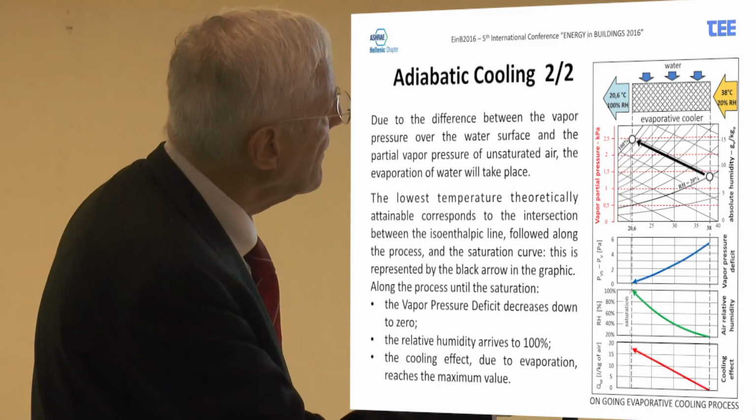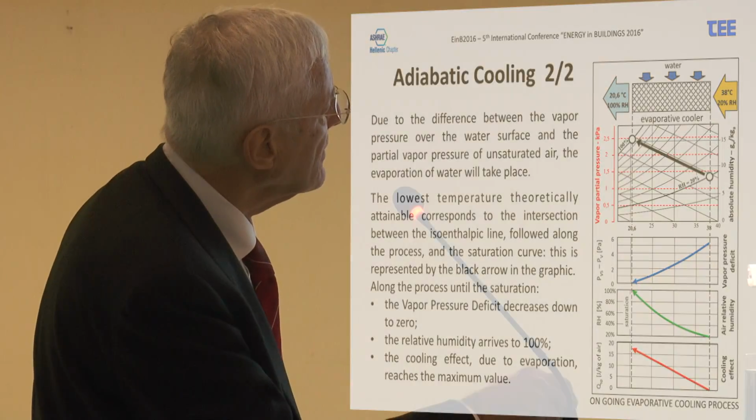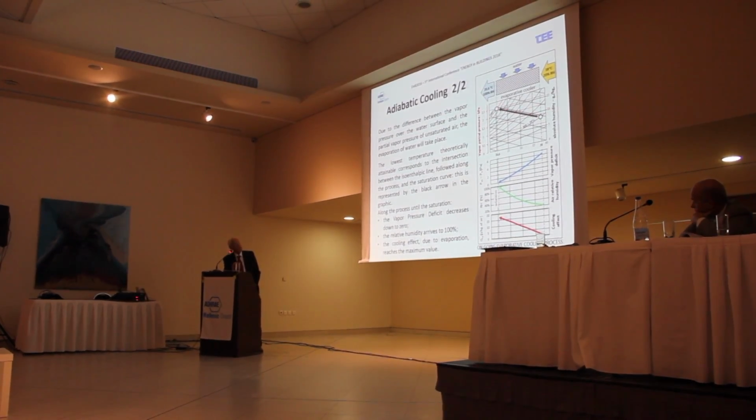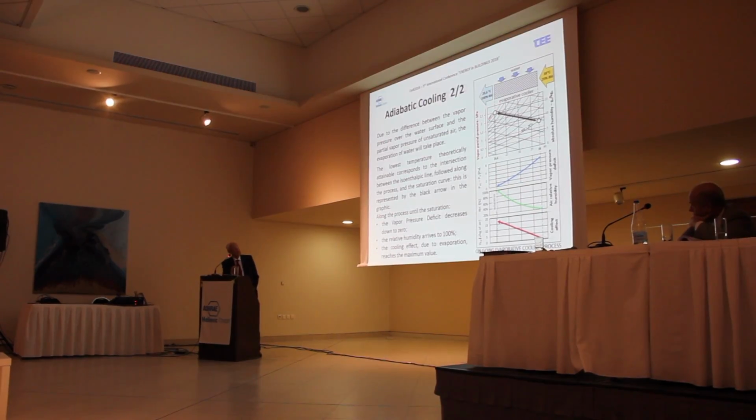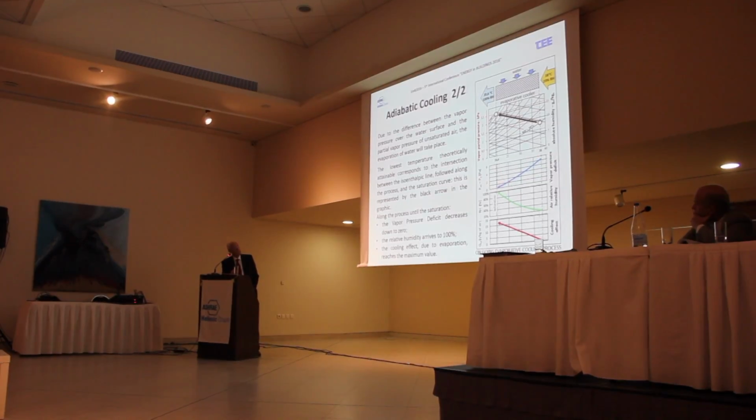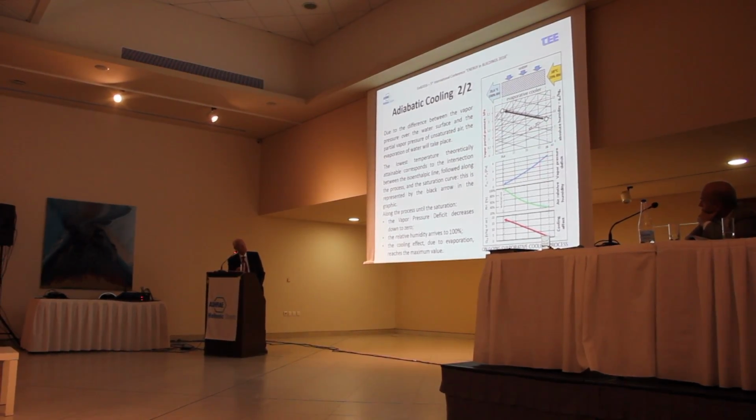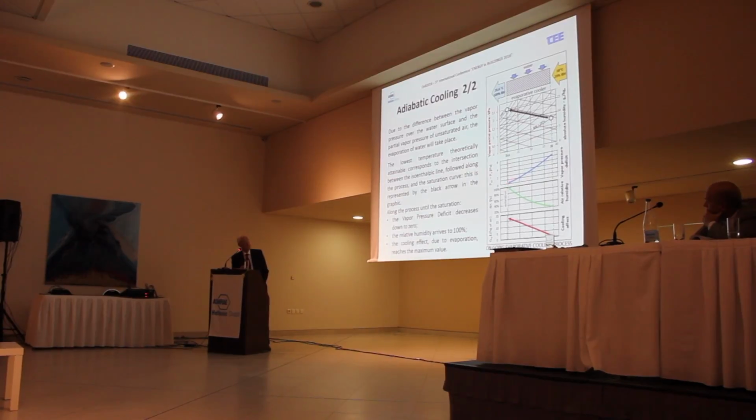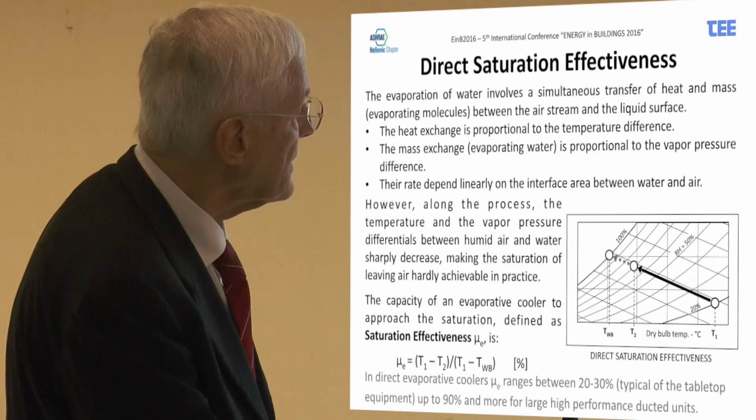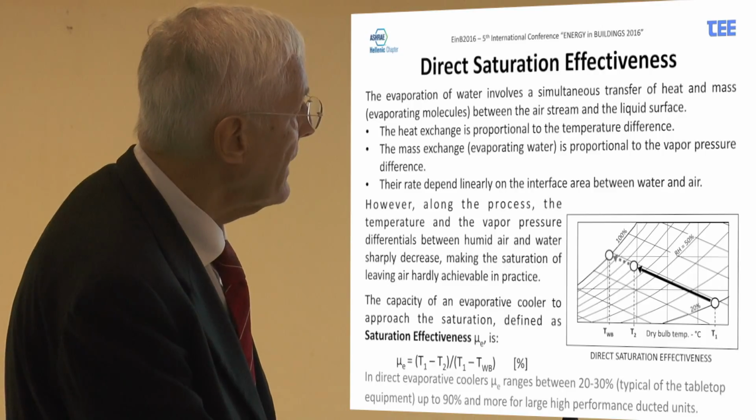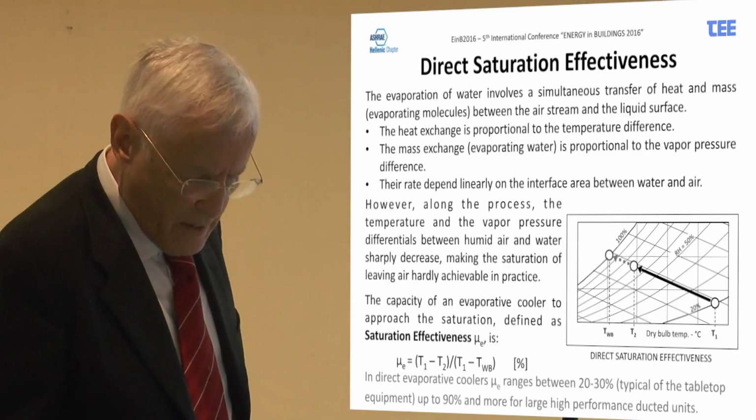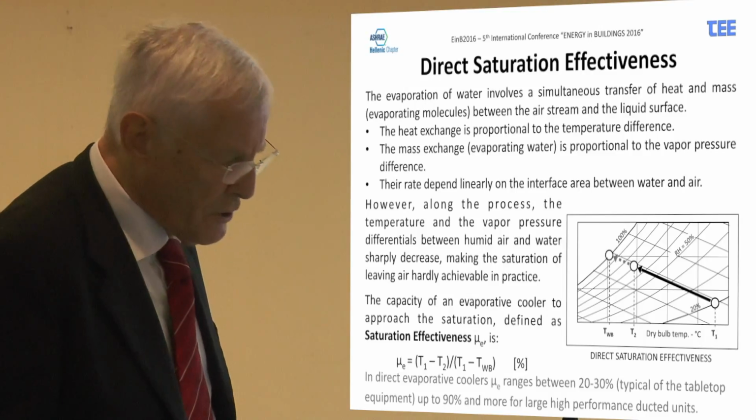So here we have, for example, air starting from 38 degrees centigrade and 20% relative humidity, and following the isenthalpic line, it will arrive at 100% relative humidity, with a much lower temperature. This is the vapor pressure deficit, starting from the highest point and arriving at zero when the air is saturated. This is relative humidity going from 20 to 100%, and this is the cooling effect I get along the humidification. In fact, there is the saturation effectiveness.